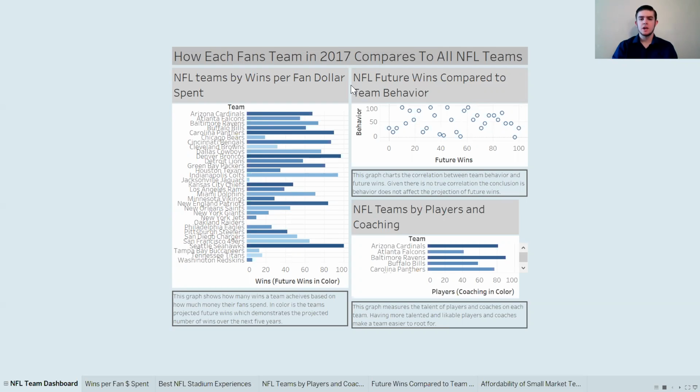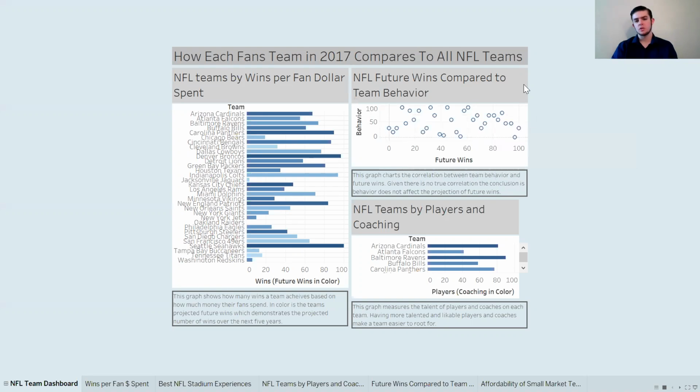The next one I wanted to look at is a comparison between future wins and team behavior. Of course, if you're rooting for a team, it's usually easier to root for a team that doesn't have a bunch of behavior issues. In this, behavior was measured by team arrests, with a double factor if it involved women. This was also an interesting correlation to me, to see if there was any between high behavior and high future wins, or low behavior and low future wins.